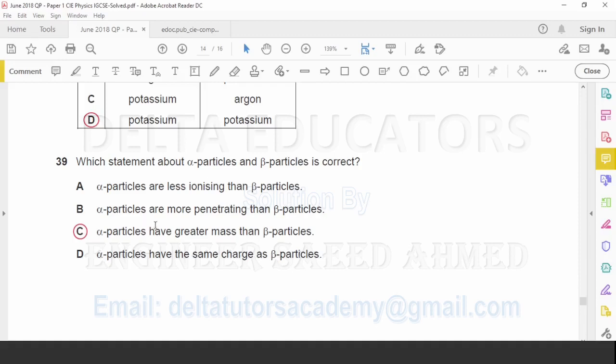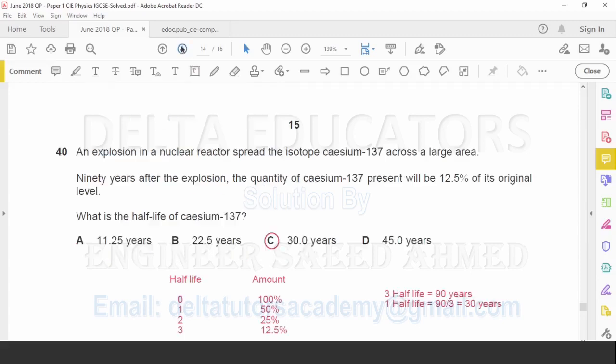Option C. Alpha particles have greater mass than beta particles. Yes, it is the correct option. Alpha particle has a mass equal to the mass of a helium nucleus, whereas the mass of a beta particle is equal to the mass of an electron, and the mass of an electron is much less as compared to a helium nucleus. So this is the correct option. What is given in option D? Alpha particles have the same charge as beta particles. No, alpha particles are positively charged whereas beta particles are negatively charged. So this option is also incorrect.